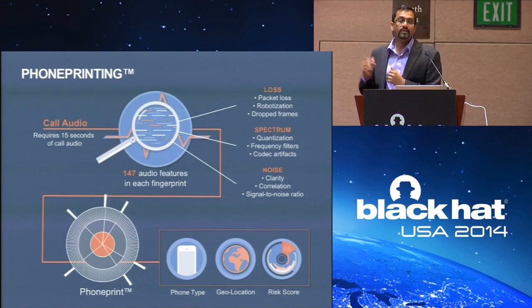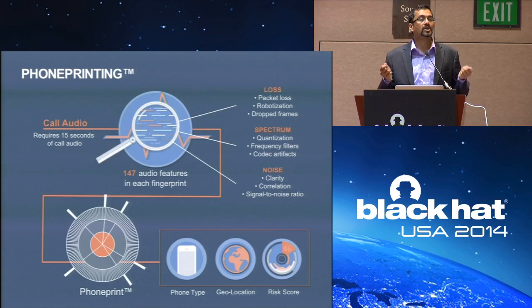So we look at all these characteristics and create essentially a phone print for the device. And what we've found is this phone print actually uniquely identifies a device. Over 12 million different phone devices, we've found no collisions in the phone print, which means it's a very good indication of the actual device.